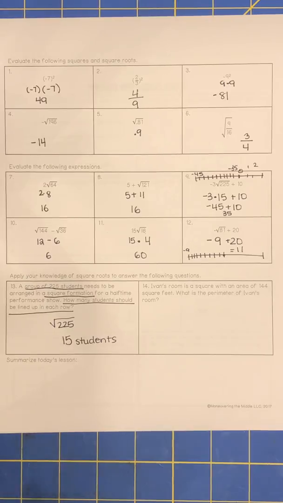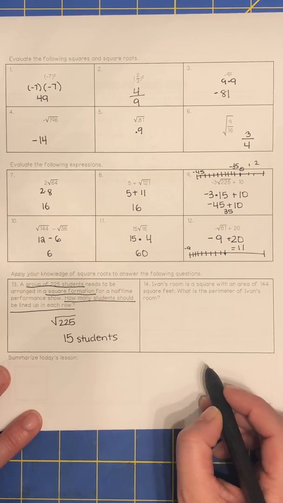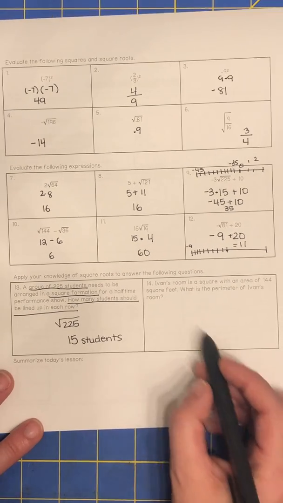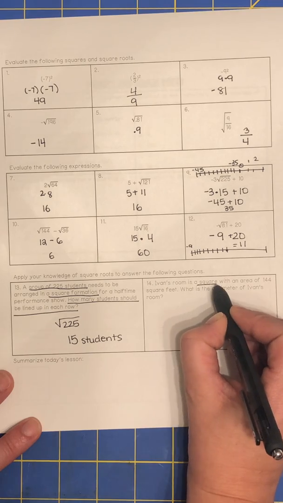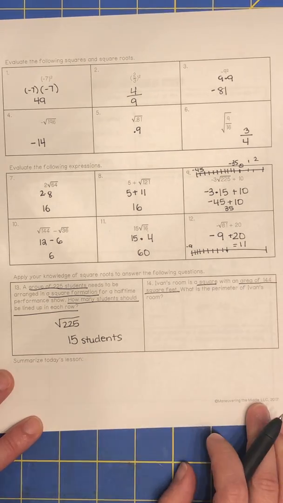So what I want you to do is underline the key information here. We'll pause so you can do that, and then we'll go through and talk about what's the most important information to underline and how to go forth and solve this problem. All right, so you should have had a chance to underline the important information. There's a couple of key pieces of information here. Ivan's room is a square, and it has an area of 144 square feet.